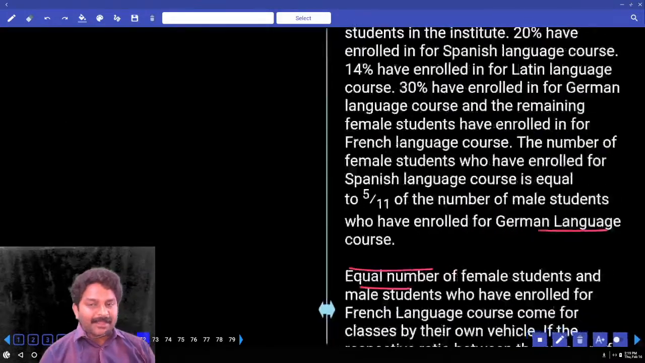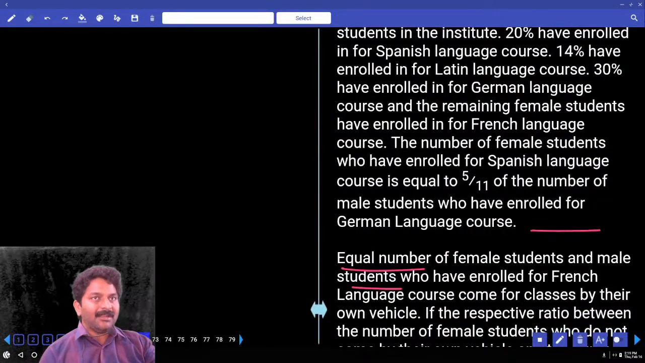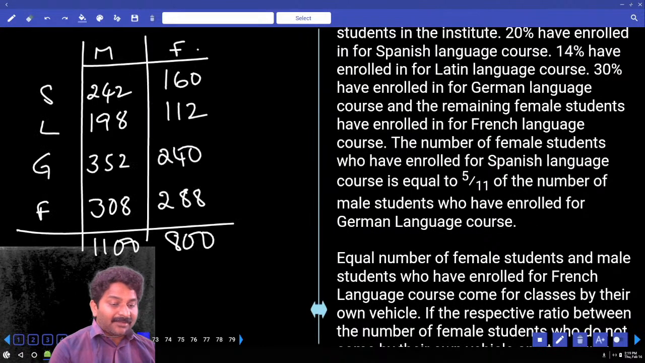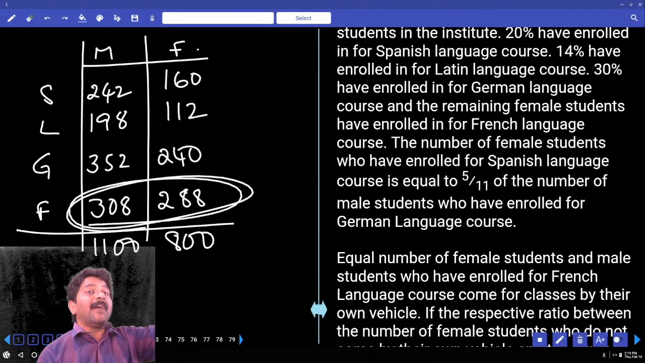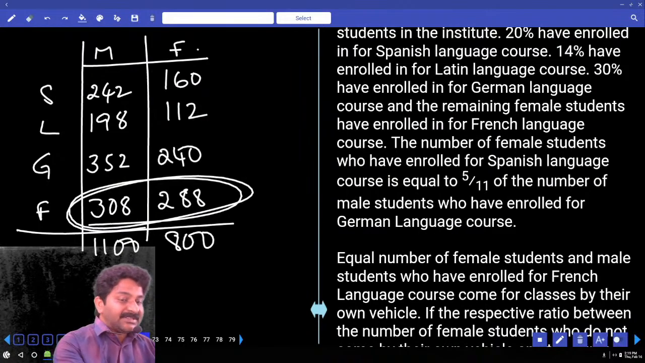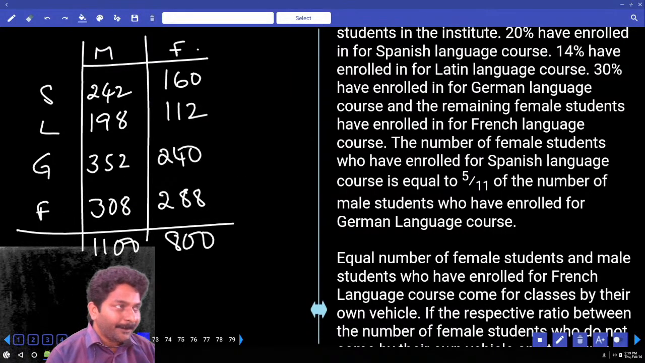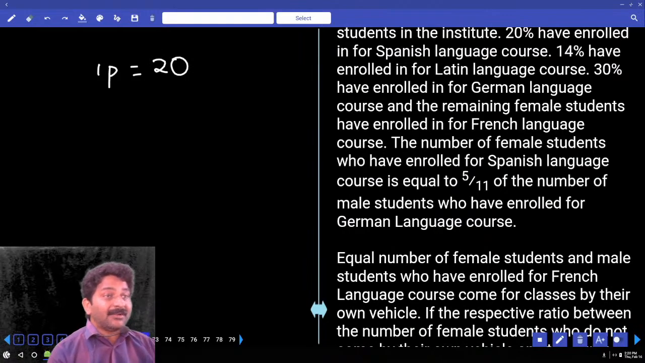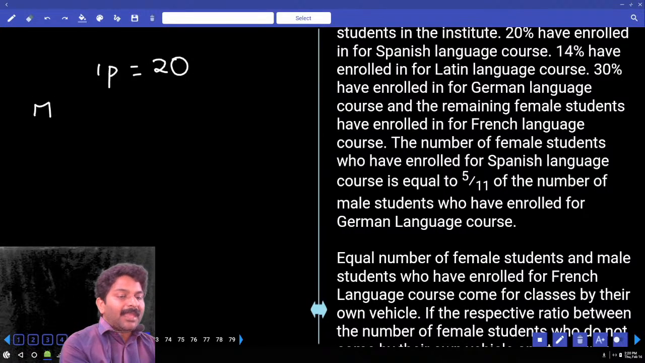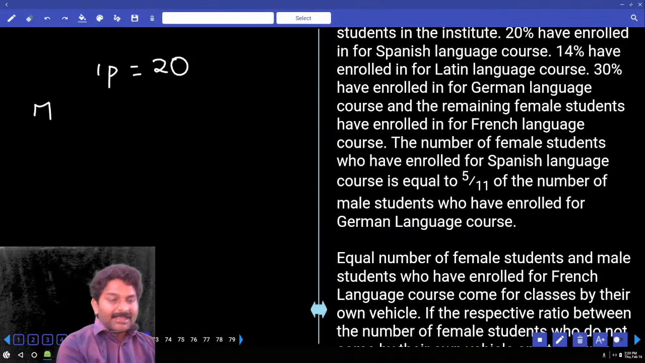When you have only two categories, own vehicle and not own vehicle, own vehicles are same. Among the total, whatever is the difference here, that directly reflects people who don't have own vehicle, which is equal to 1 part. If 1 part is equal to, how much is that? Sorry, one part is equal to 20. Male who do not have their own vehicle is 14 parts only. How much is that? 280.